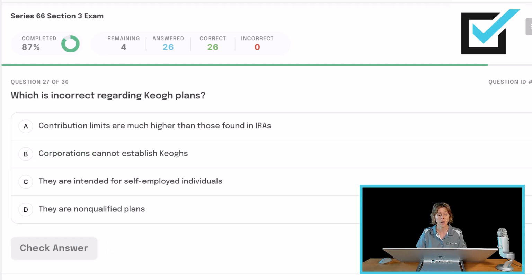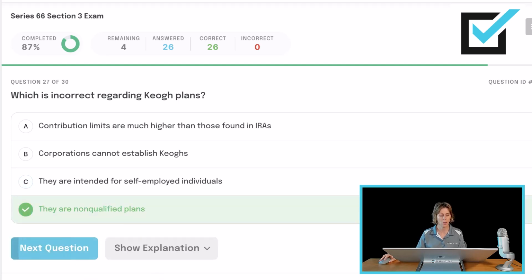Which is incorrect regarding Keogh plans? Contribution limits are much higher than those found in IRAs. That is true. Corporations cannot establish Keoghs. They are intended for self-employed individuals. That is true. They are non-qualified plans. They are qualified plans. So we're looking for the false statement. Corporations cannot establish Keoghs is true. They are non-qualified plans is incorrect. Keoghs are qualified plans. So be careful.